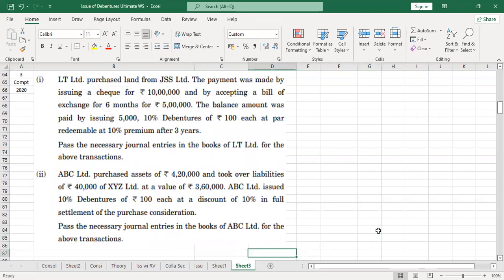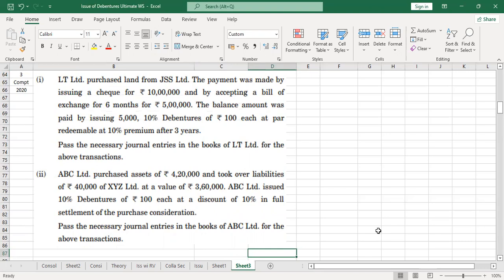LT Limited purchased land from JSS Limited. The payment was made by issuing check of rupees 10 lakh and by accepting a bill of exchange for 6 months for rupees 5 lakh. The balance amount was paid by issuing 5,000 10% debentures of rupees 100 each at par, redeemable at 10% premium after 3 years. Pass the necessary journal entries in the books of LT Limited for the above transactions.